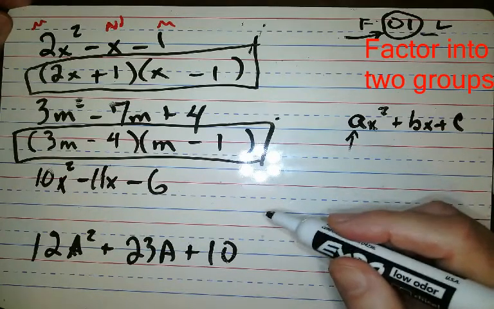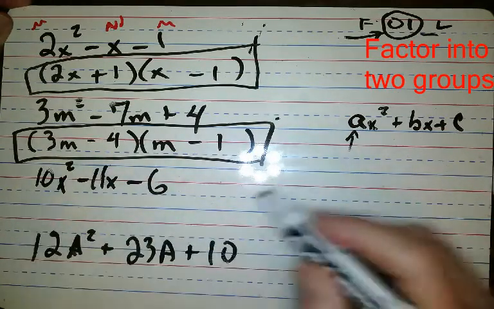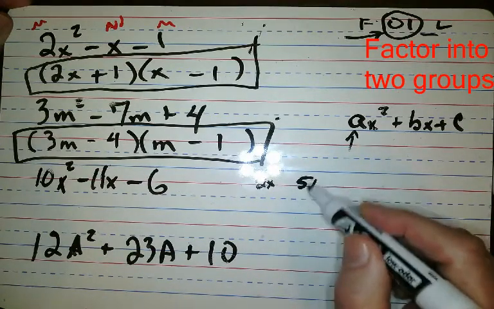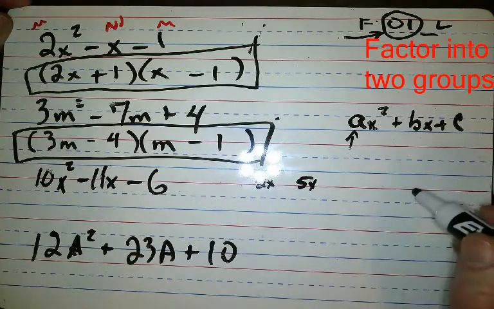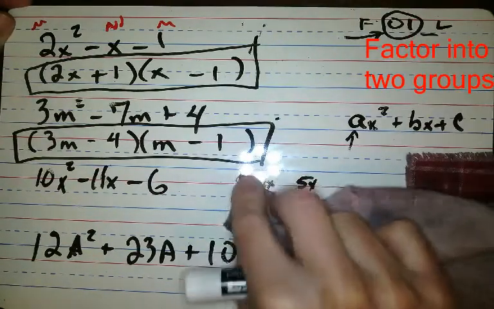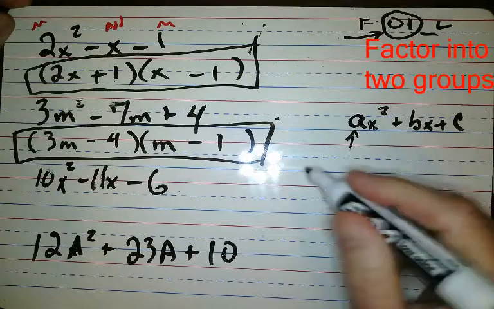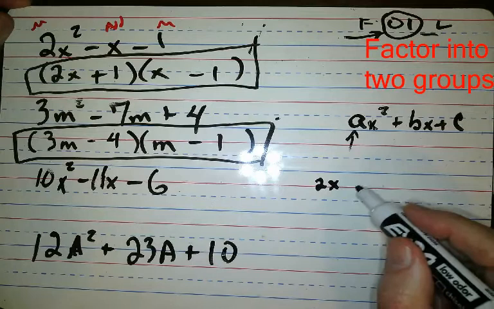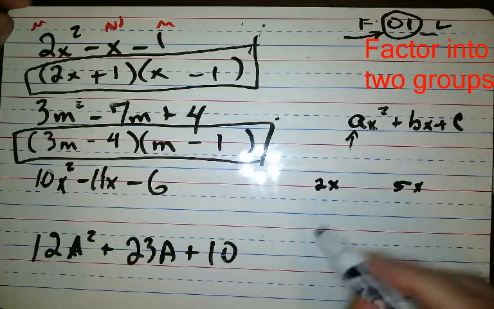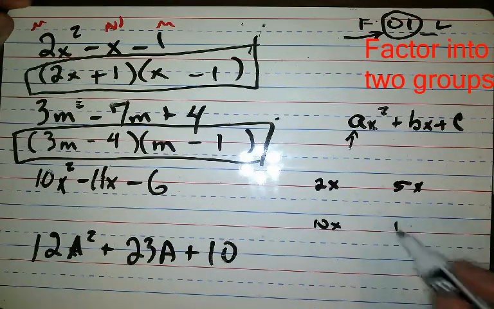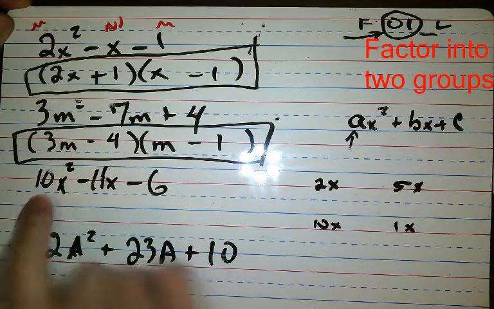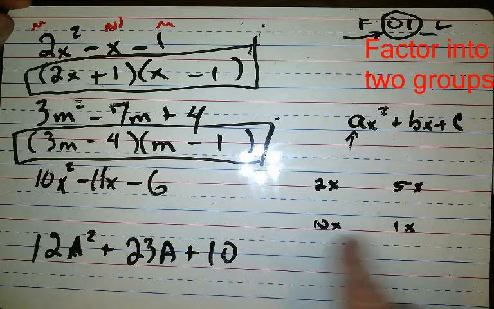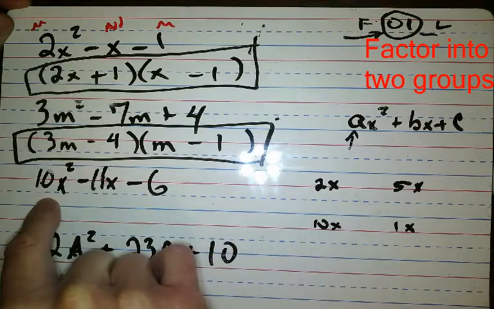Uh-oh. Now I have two choices, right? I could have 2x times 5x, that would make 10. Or, whoops, I wrote that right in the shiny spot, didn't I? I could have 2x and 5x, or I could have 10x and 1x, right? To get 10, there's only two ways to do it. 2x times 5x makes 10x squared, or these guys make 10x squared, right?